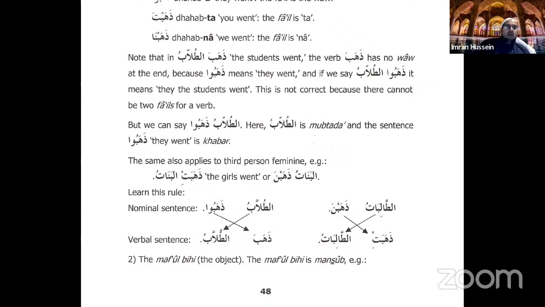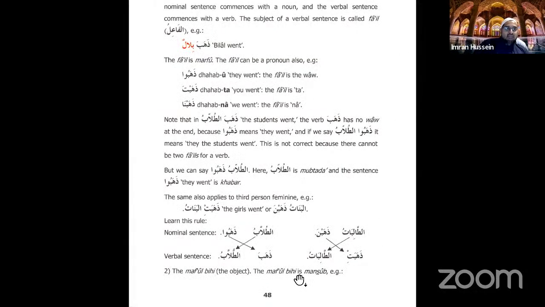For example, Muhammad ate. What did he eat? The apple. So the apple is the object of what Muhammad did. So that's called a maf'ul, and it's always mansub. It comes with either a fatha or a fatha tanween, depending upon whether it's coming with alif lam or without alif lam. If it's with alif lam, then doctor, would it come with a fatha or a fatha tanween?